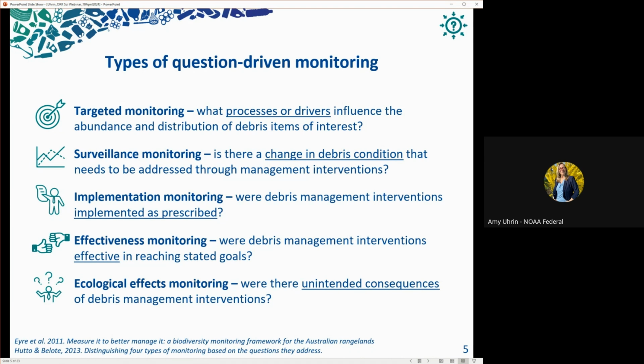And the three other types of monitoring are really about the management interventions themselves, asking questions about, okay, we want to implement this management intervention. Was it implemented as we prescribed it to be? Was the management intervention effective in reaching the goals that we stated? Or were there unintended consequences of this particular intervention? So those are some of the questions that you could ask of a monitoring program. And like I said, moving forward in this talk, we're really thinking about process and drivers, or more specifically, the second one, surveillance monitoring, and asking whether debris condition is changing over time.